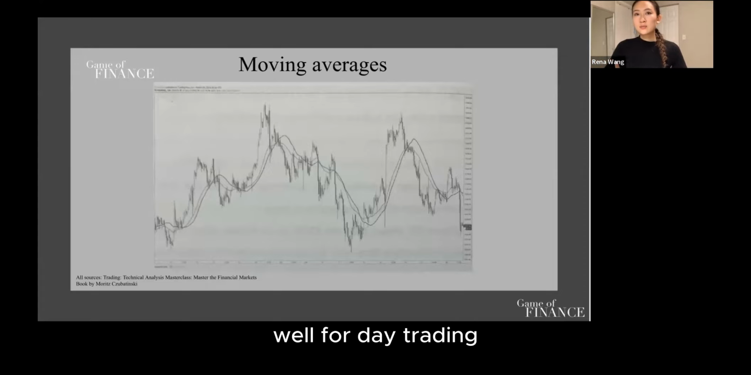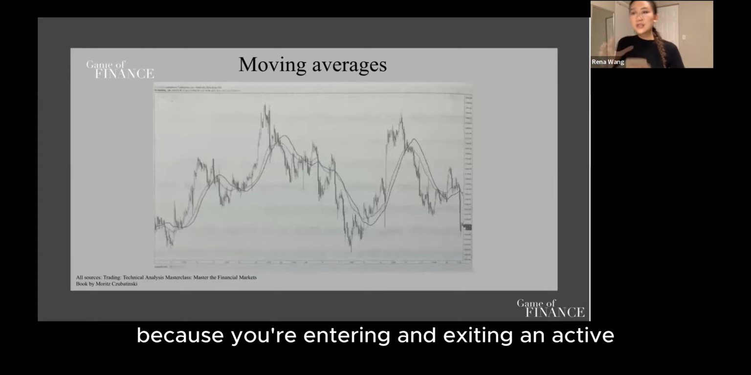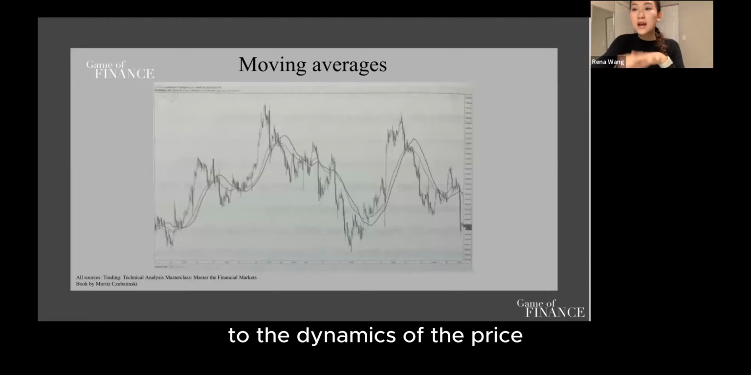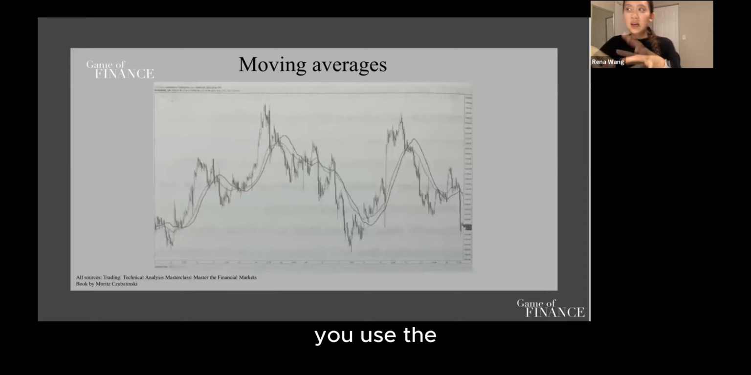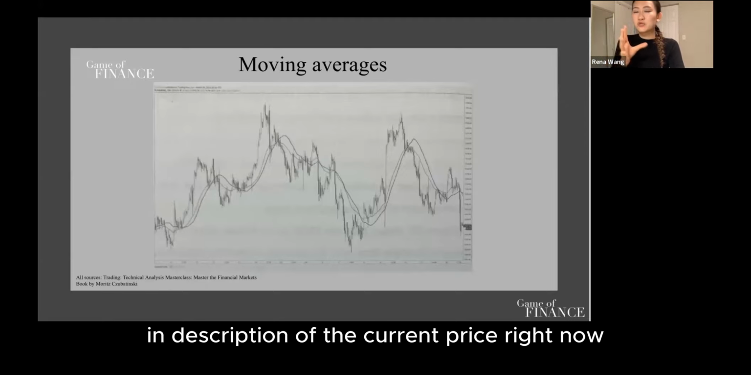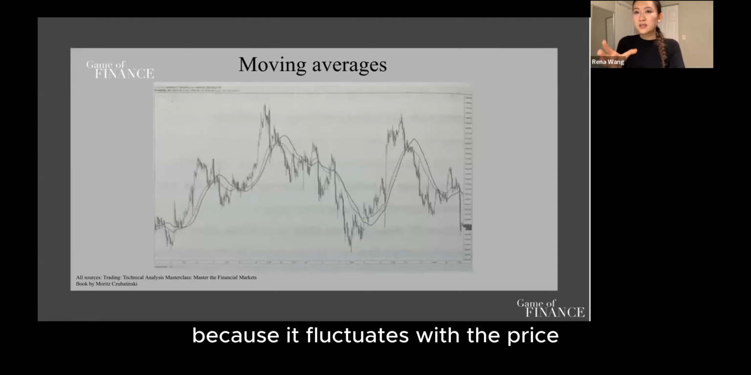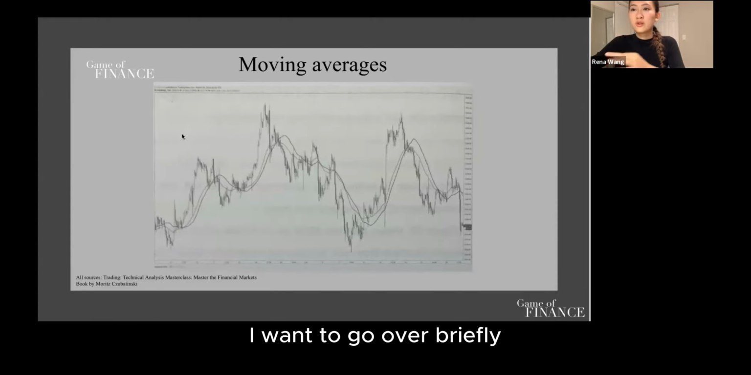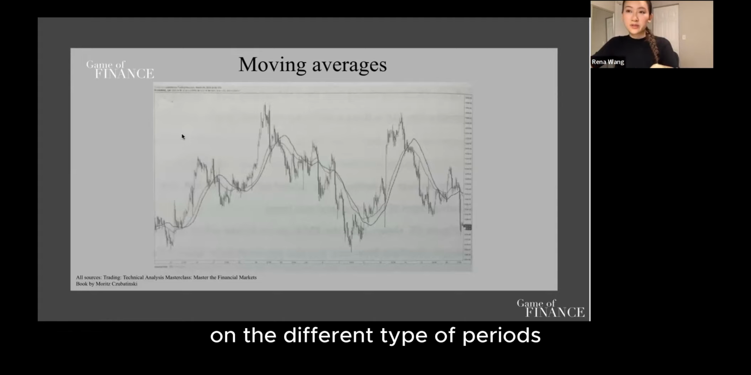But for day trading, because you're entering and exiting relative to the dynamics of the price fluctuations, you use the exponential one, because the average gives you a more accurate description of the current price right now, because it fluctuates with the price. I want to go over briefly the different types of periods.